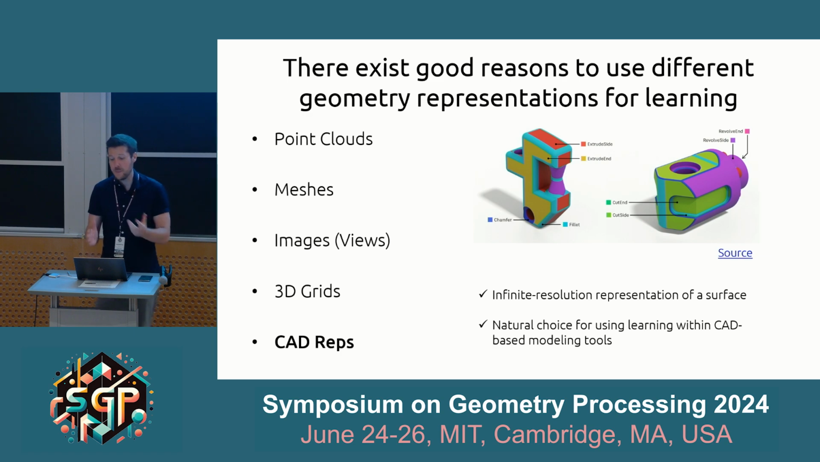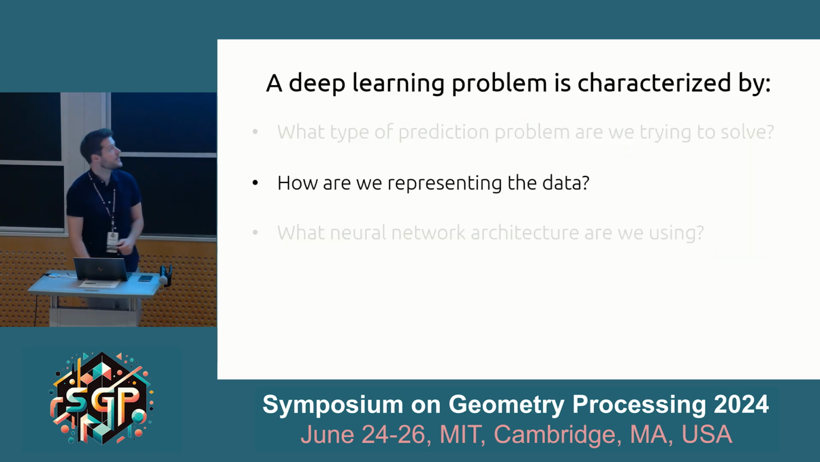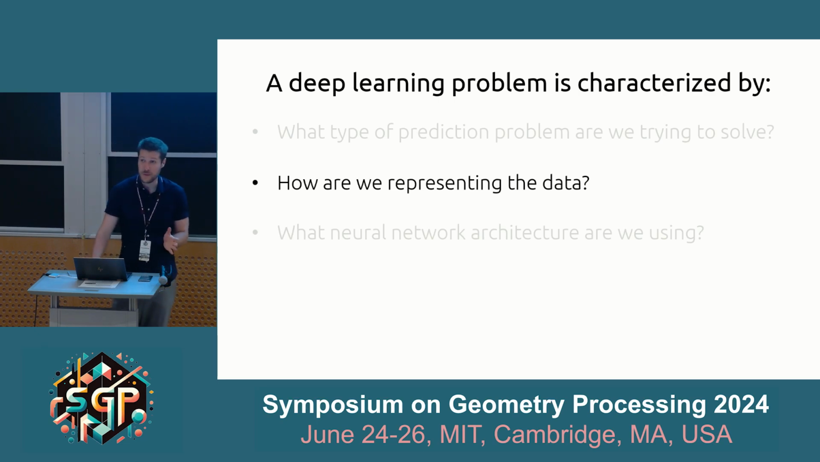And so if I want to deploy learning within the context of, say, a CAD modeling tool or a procedural modeling tool, this would be a good representation to learn on directly, so I'm not sacrificing any detail or accuracy by converting to something else. OK, so that's just the spiel I wanted to give about representation. Very interesting problem in geometry processing compared to other fields.